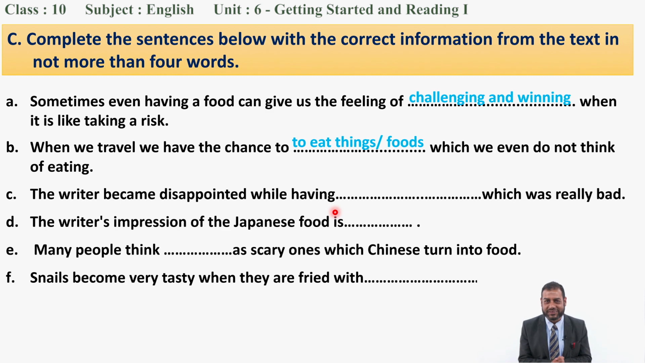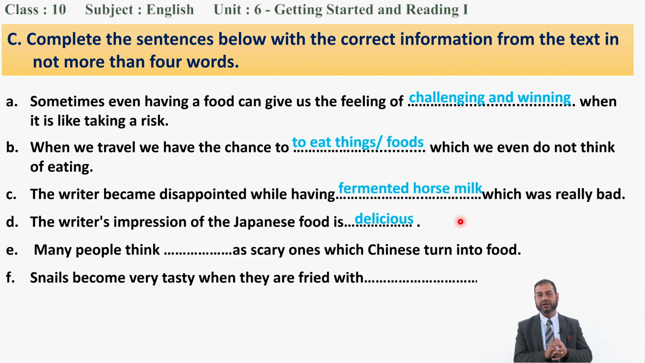C. The writer became disappointed while having... So, what type of food? Have you got it? Okay, then tell me, share with me. All right, it is fermented horse milk, which was really bad. Okay. Next one, D. The writer's impression of the Japanese food is... what is it? Impression. What does the writer feel regarding Japanese food, Shiokara? Okay, you can write down delicious, or it can be a similar type of word that gives a positive impression upon the food.